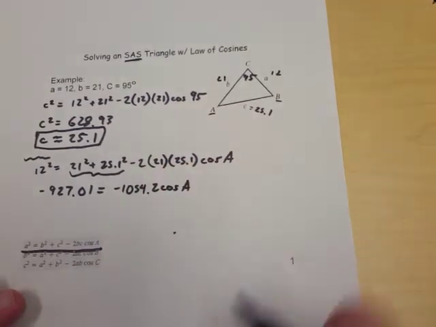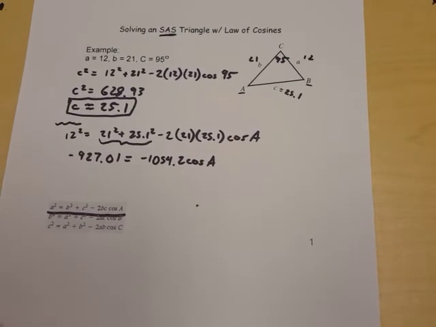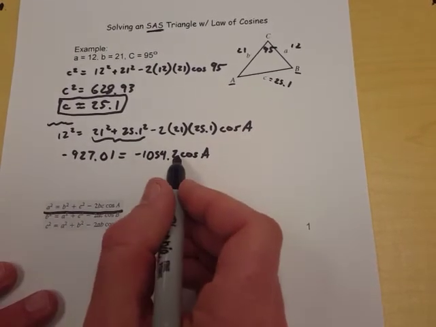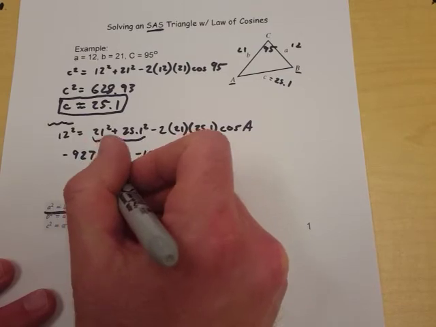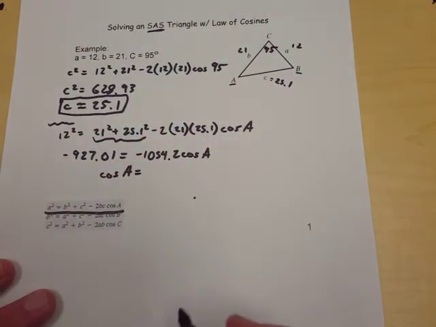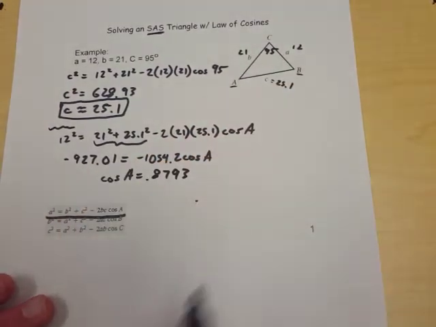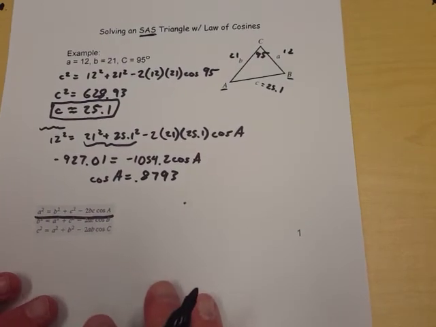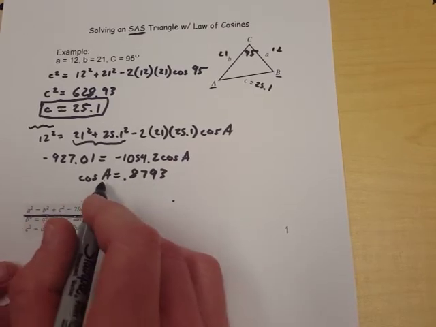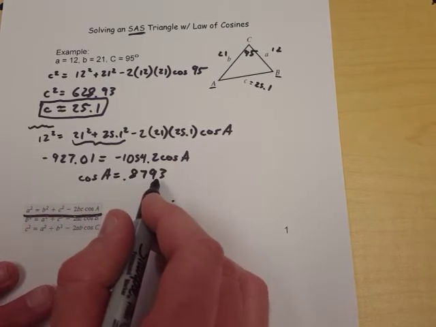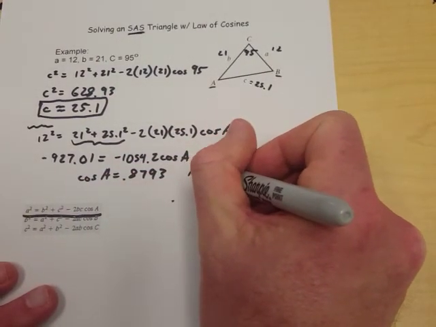I still have cosine A right there. So we got to rearrange this correctly first. That's an important part of that step. Then, if we divide by negative 1054.2 over to this side, we're going to be left with cosine of A, and that will be approximately 0.8793. You can verify on your own if you like and come back if you need to. But once we have cosine A equals that, then we do inverse cosine of 0.8793. Remember to make your calculator in degree mode again.